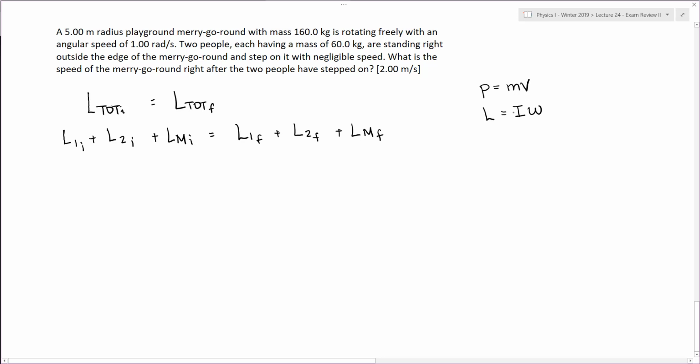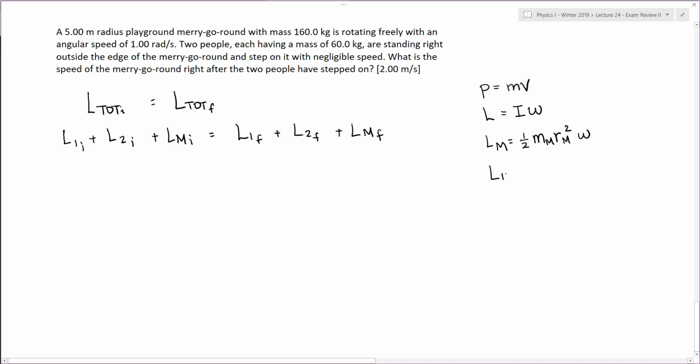So when we're talking about the angular momentum of the merry-go-round, then the I is the moment of inertia of a disk, and that would be a solid disk. So the moment of inertia of a solid disk is 1/2 mass of the merry-go-round, radius of the merry-go-round squared, times that omega. When we're talking about the people, though, we're going to treat those people like they're just particles.